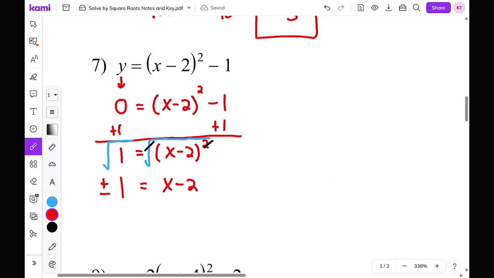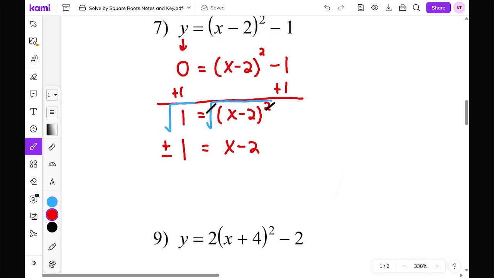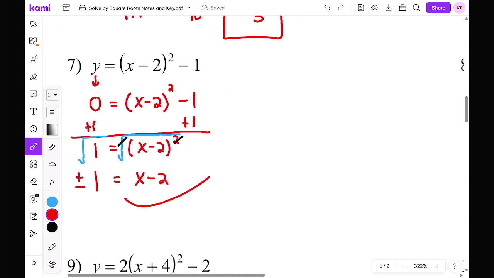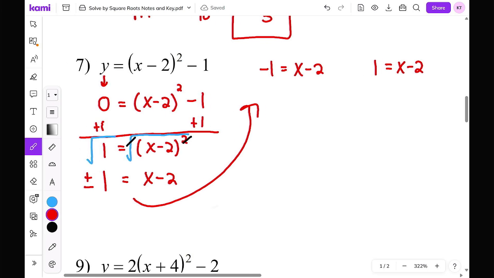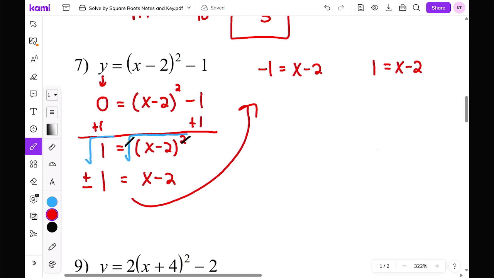And so now we're going to set this up into two equations, one with our plus and one with our minus. So I'm going to do that over here. I'll have two different equations again. Let's do negative 1 is equal to x minus 2. And on the other hand, I will have a positive 1 is equal to x minus 2. Again, we're splitting this up because another way I can think about this is just having it as negative 1 equals x minus 2 and positive 1 equals x minus 2.